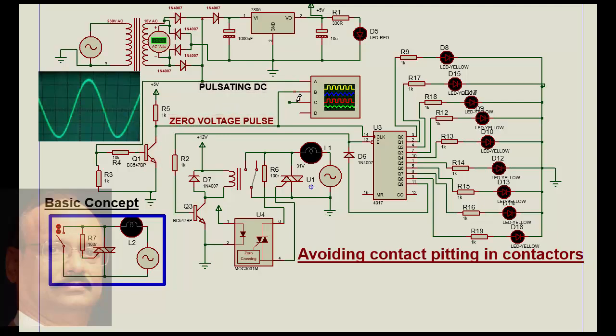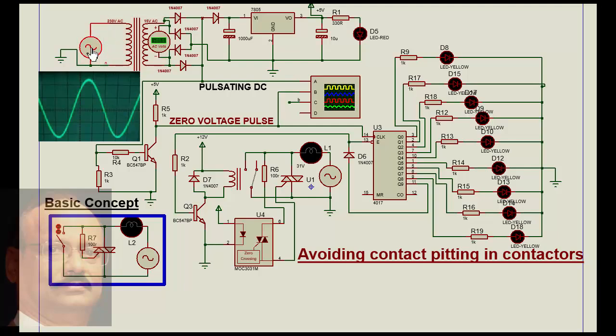These zero voltage pulses will be fed as a clock input to a decade counter, and this decade counter will go on counting till the setting is met, and it will reset the counter. And that is how the relay starts operating. We will see its function once we start operating this. We will be able to understand it much better.